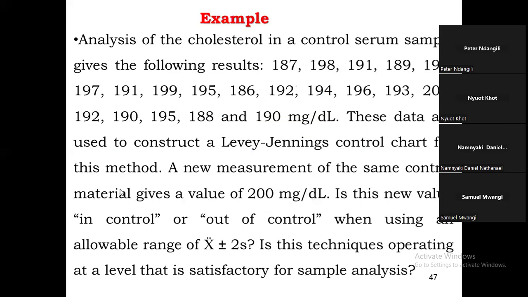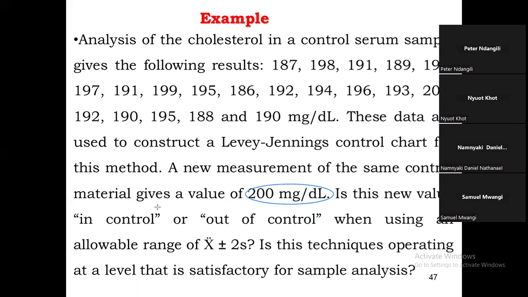For example, an analysis of cholesterol in a control serum sample gives the following results: 187, 198, 191, 189, 194, and so on. These data are used to construct a Jennings control chart for this method. Then a new measurement for the same control material gives us a value of 200.